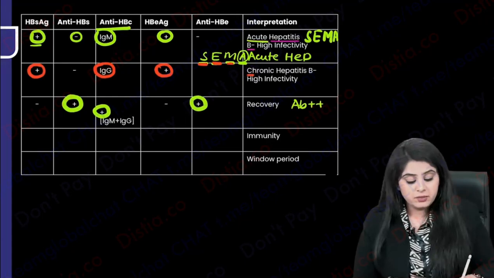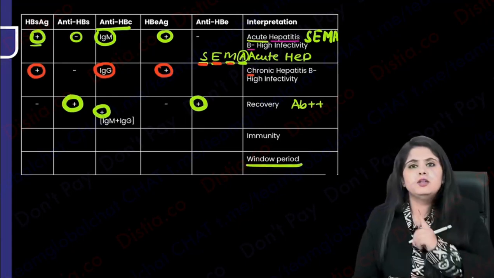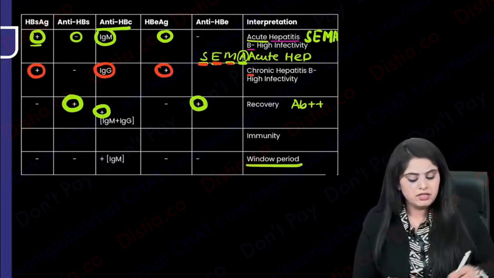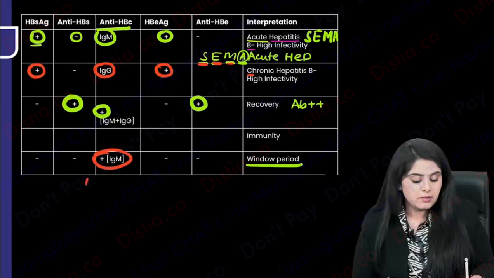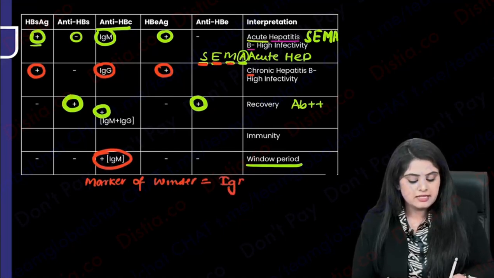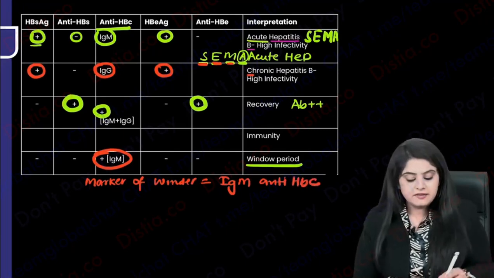Next, what is the window period? Ma'am, window period was the time when no one was helping you, except one person. What is the marker of the window period? The marker of the window period is IgM type of anti-HBC. Okay? Finally, immunity.